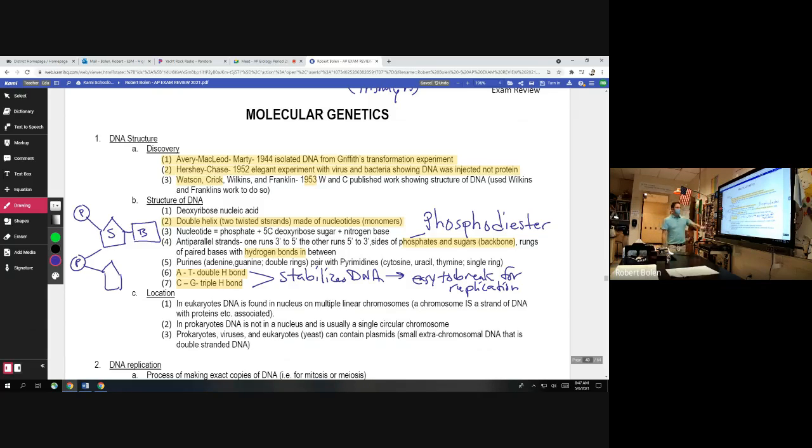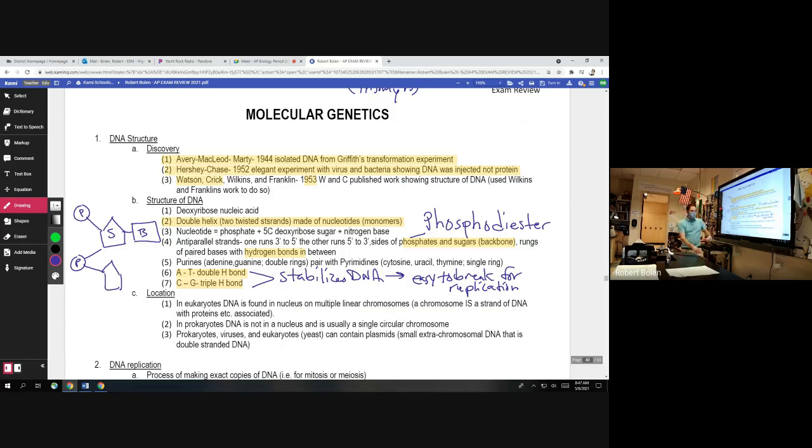But again, the basic things: your phosphate, sugar, base, bases pair up with each other on the inside, and they're anti-parallel. There's directionality to the DNA, which is important when we get to replication. That's something to focus on. And you've got that double bond, triple bond situation with the hydrogen bonds, which gives you more stability.